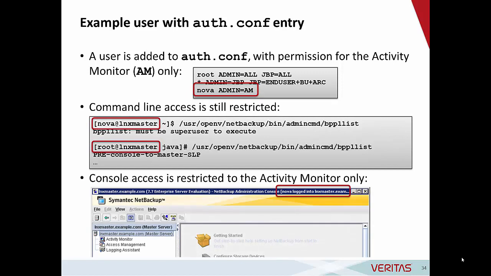Here's an example of configuring a non-root user using the auth.conf file. In this example, I've added a user named Nova, and that user has permission to access the activity monitor only. And so auth.conf will regulate whether or not you can access the console, and if so, what parts you can access, again, fairly broadly. Note that the auth.conf file only applies to the NetBackup console. It has no effect on the NetBackup binaries. And so the rule of thumb here is still, if you're root, you can access all of the NetBackup binaries. If you're not root, then many NetBackup binaries cannot be run.